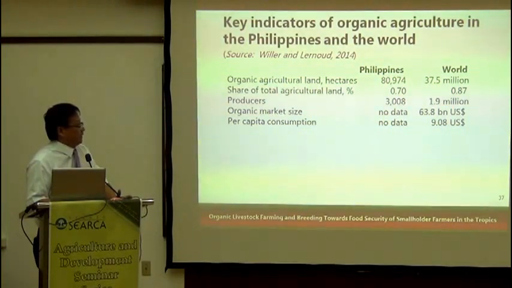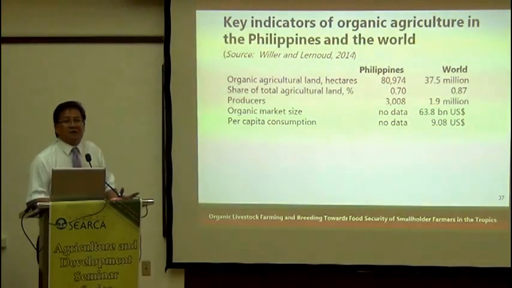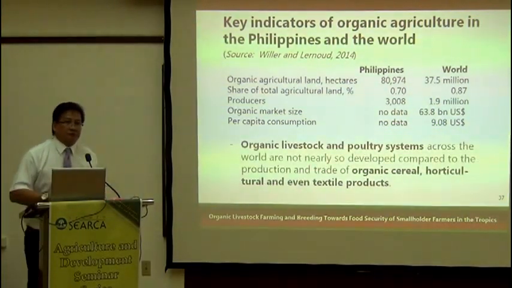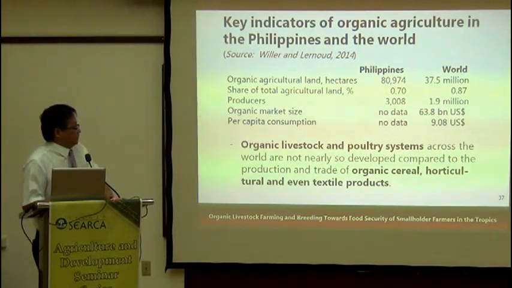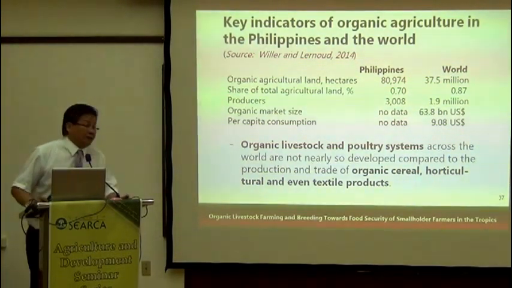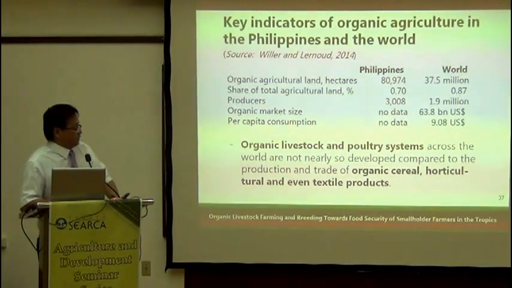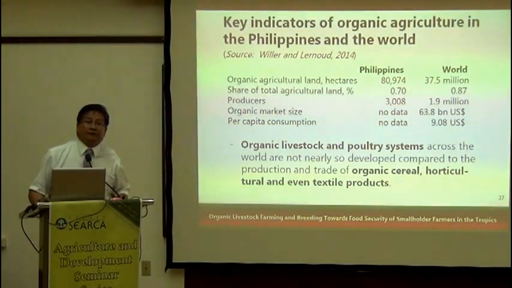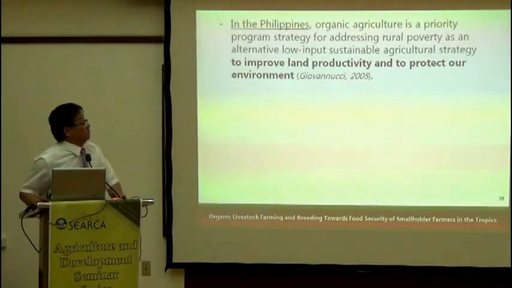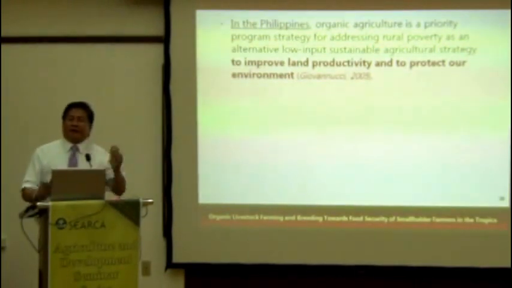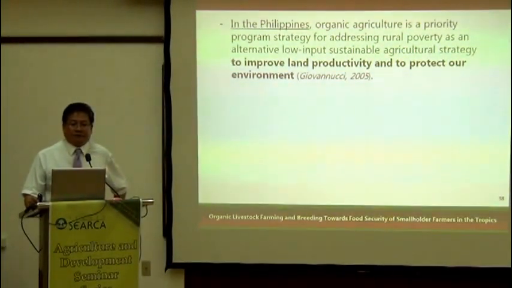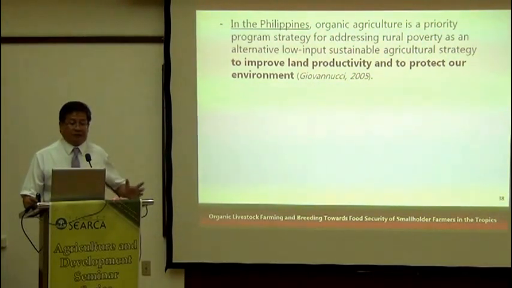Organic market size, Philippines: no data. Per capita consumption, Philippines: no data. Now, worldwide, the organic livestock and poultry systems are not as developed compared to the production and trade of organic cereals, horticultural, and even textile products. Those are big industries. In the Philippines, organic agriculture is a priority program strategy for addressing rural poverty, as an alternative low-input sustainable agricultural strategy to improve land productivity and protect our environment.